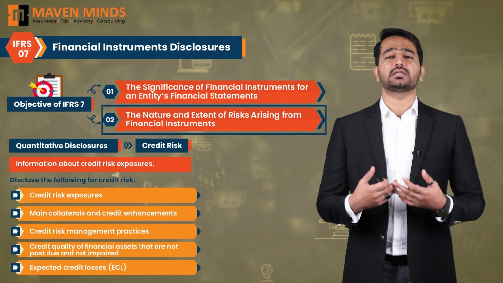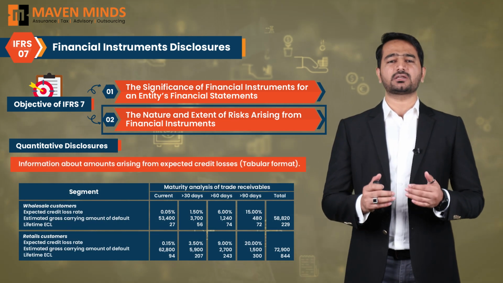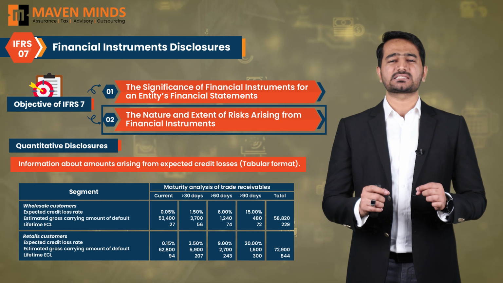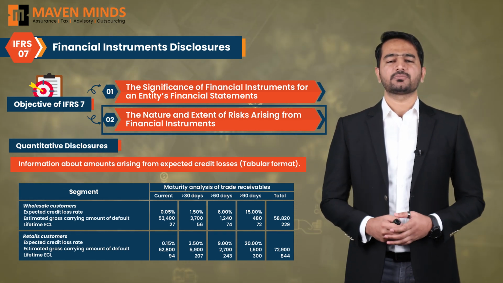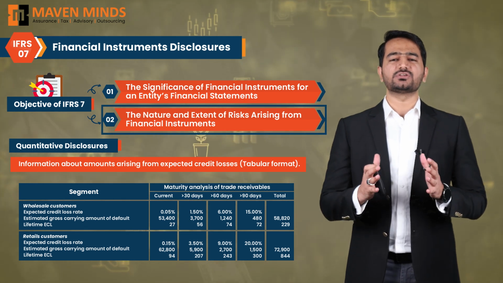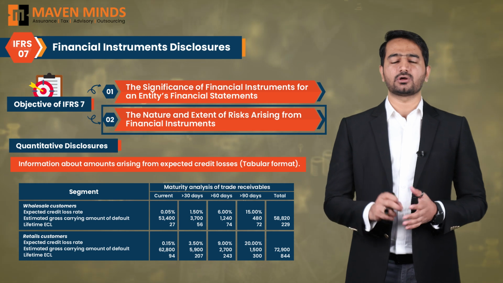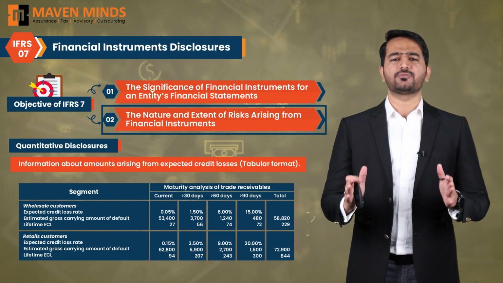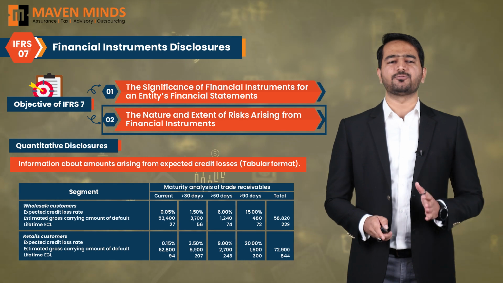You will need to provide information about amounts arising from the expected credit losses, and this is typically done using a tabular format. For example, when disclosing trade receivables, you might use a provision matrix to show how you calculate expected credit losses based on different factors like the aging of the receivables and the historical default rates.